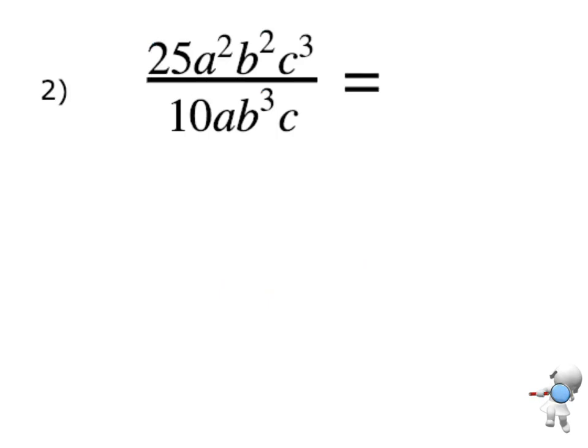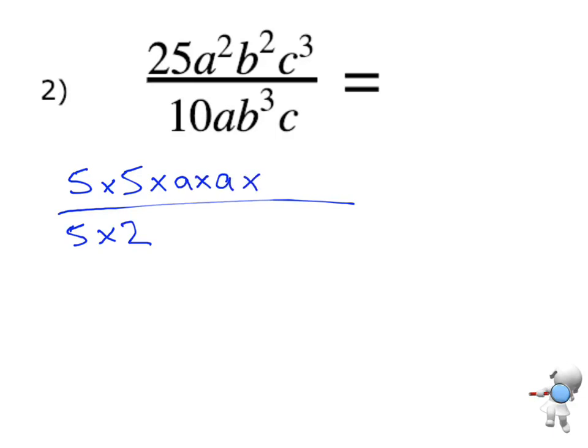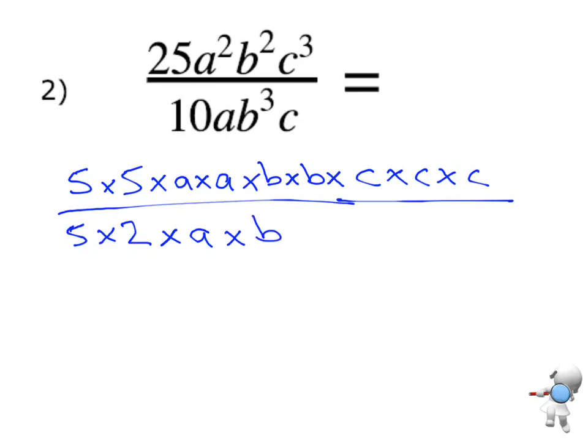Let's do the same process with this one. So look at the numbers first of all, 25 and 10. What do they have in common? They've both got a factor of 5. So let's write 25 as 5 times 5, and we'll write 10 as 5 times 2. Then I've got an A squared on the top, so I've got A times A, B squared, B times B, C cubed, C times C times C. On the bottom, I've got an A and a B cubed, so B times B times B, and I've got a C.